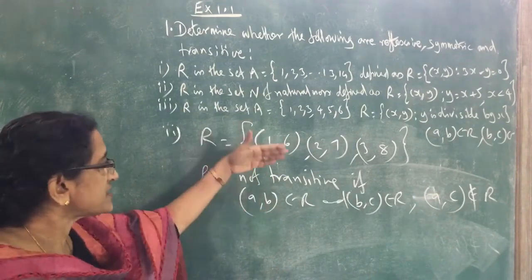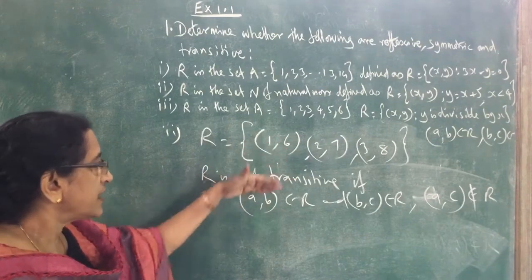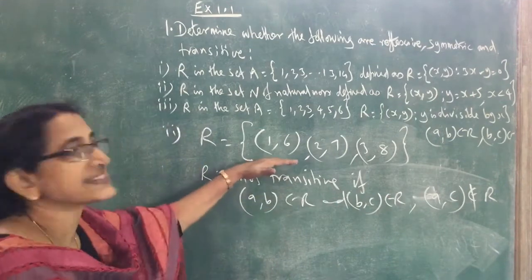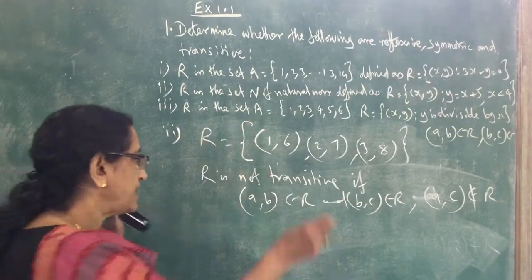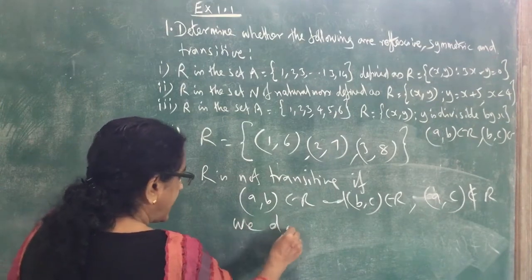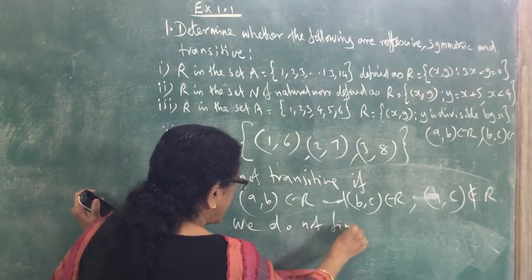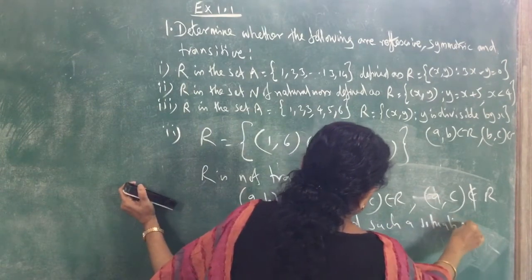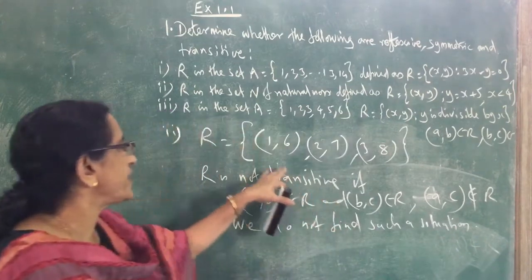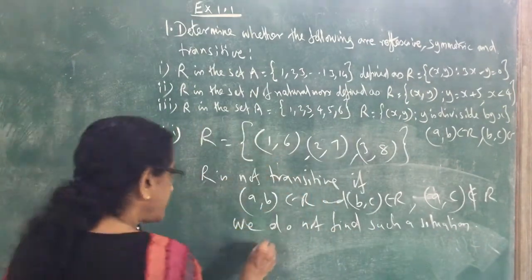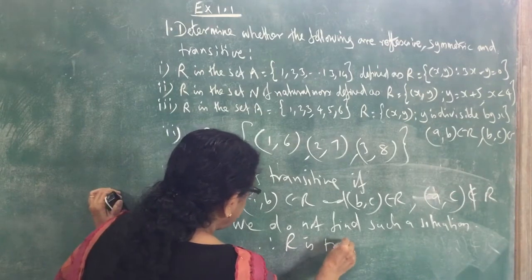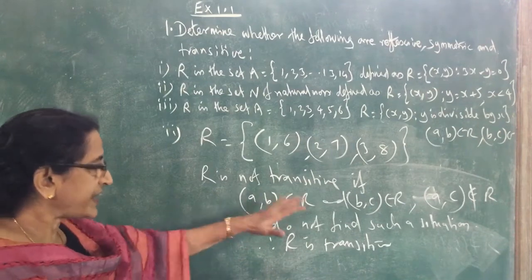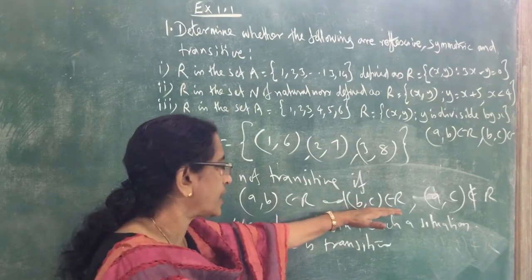But here, we do not find such a situation. (a, b) is an element of R and (b, c) belongs to R and (a, c) does not belong to R: we do not find such a situation here in this relation. Therefore, R is transitive.